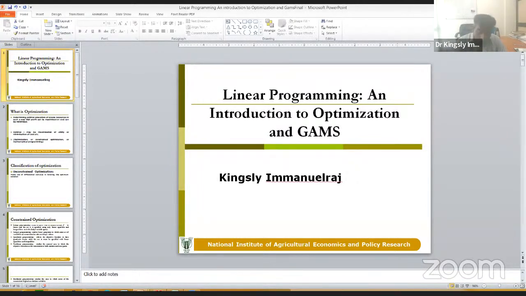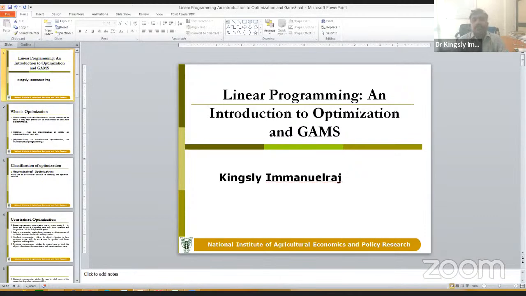While our input constraints are equalities, they are just like linear ones only. Maybe you will understand when I speak a little later. So in that case, we use quadratic programming. Similarly, non-linear programming is another, which can take many things, either both objective and constraint.